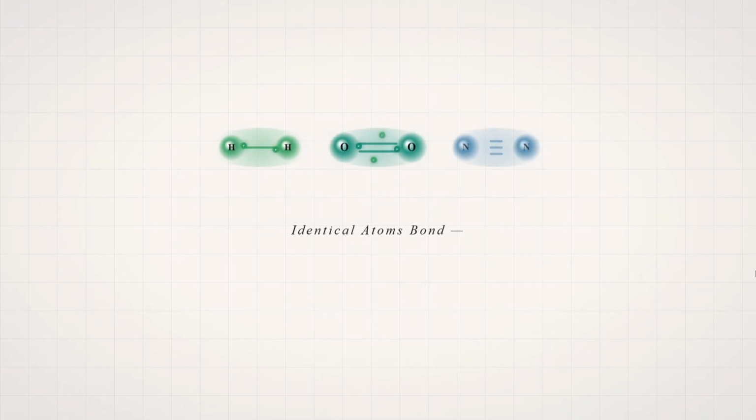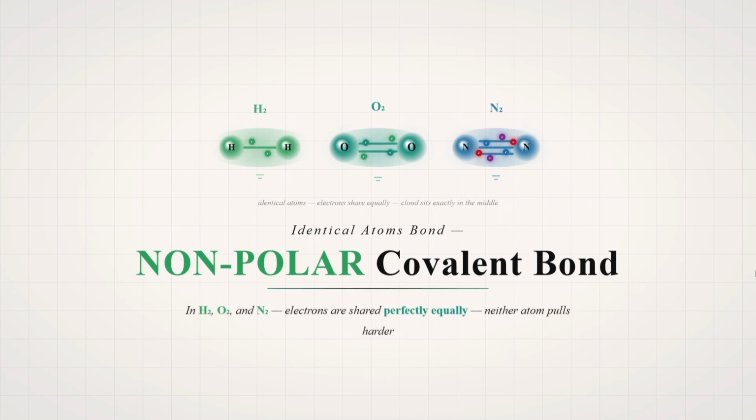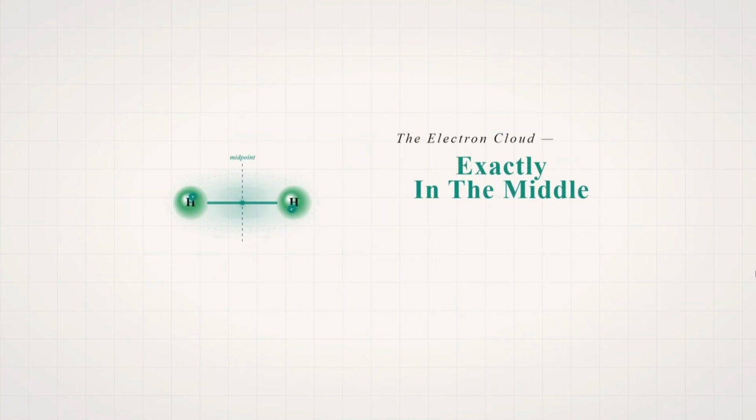When two identical atoms bond, like in H2, O2, or N2, the electrons are shared perfectly equally. Neither atom pulls harder. The electron cloud sits exactly in the middle. This is a non-polar covalent bond.